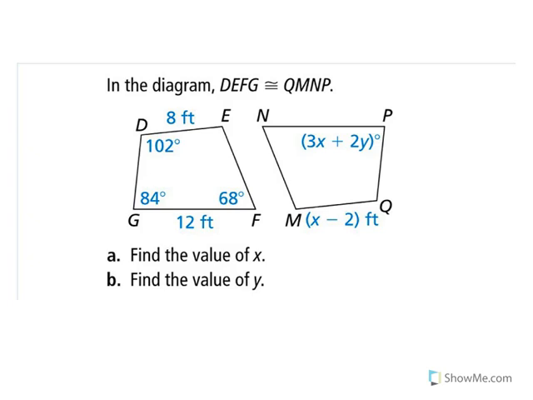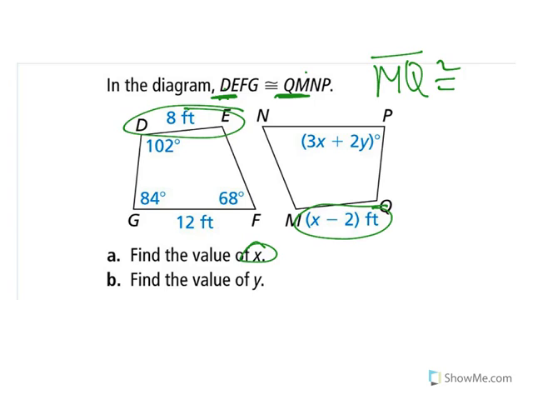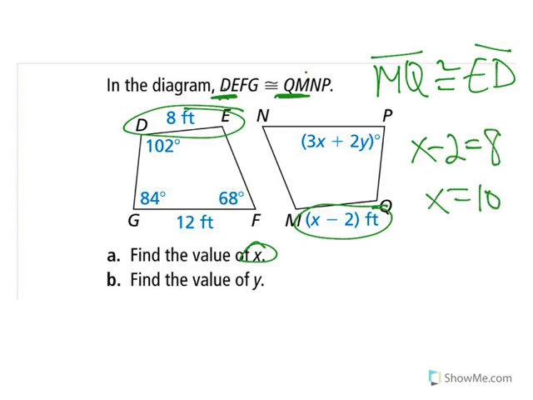So we need to find the value of x. Okay, well there's the x over here on MQ. So let's figure out MQ, segment MQ is congruent to, let's see here, MQ, well backwards is there, so that would be ED, right? So ED is there. So that means that we can say that x minus 2 is equal to 8. Add the 2 and x equals 10. So x equals 10. Okay.